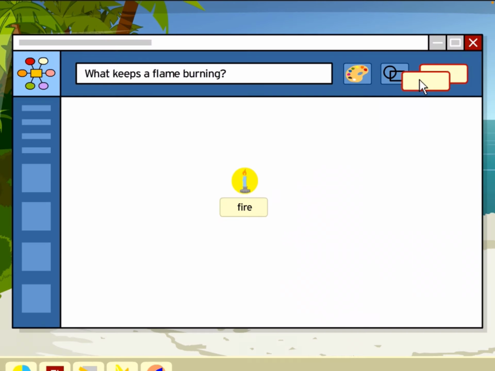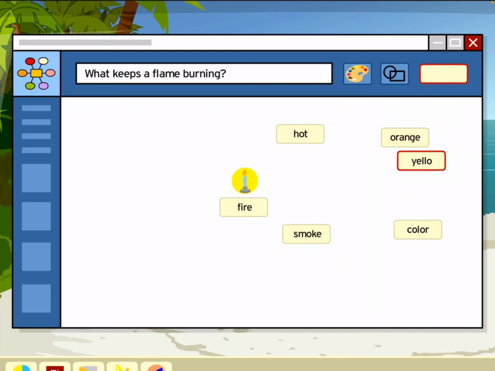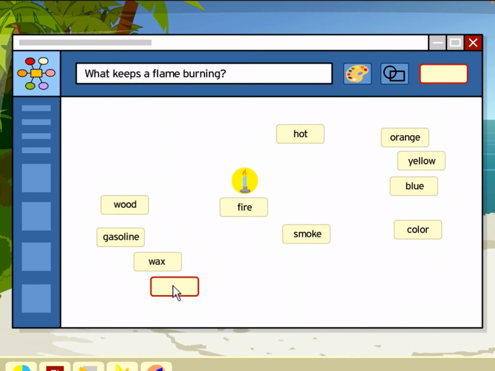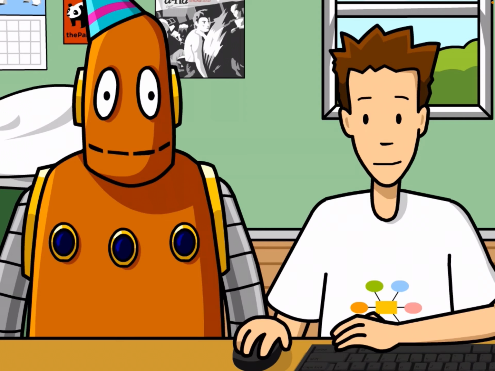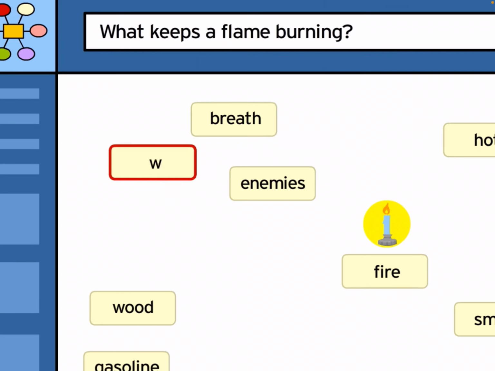Right, a flame is hot, and it creates smoke. It's usually colored orange, yellow, and sometimes a bit of blue. Wood, gasoline, and candle wax all make good fuel for a fire. Fire needs oxygen too. Now, besides breath, what are some enemies of fire? Yep, wind and water work.